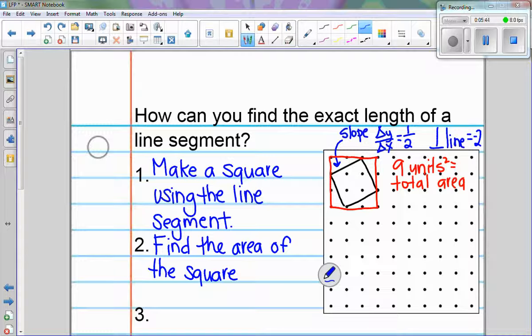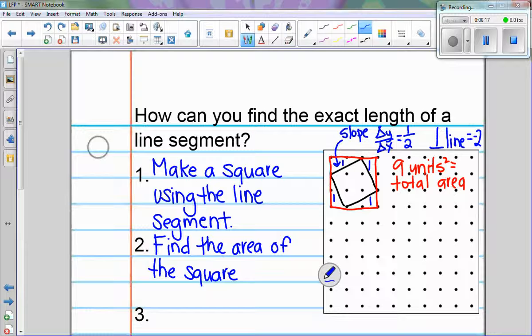Katie, what is the formula for the area of a triangle? You're so close. Divided by 2. So what would be the area of this triangle right here? 1, yeah. And how about this one right here? And how about this one right here? They're all 1. Okay? So from our 9 units squared, we're going to subtract 4.